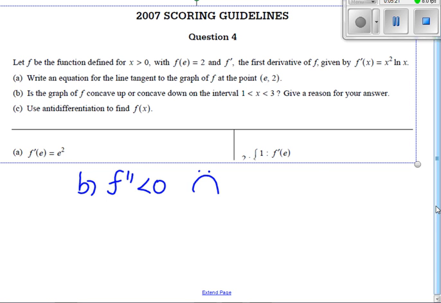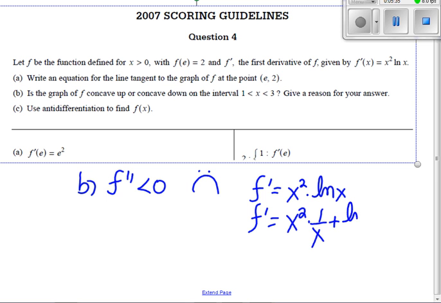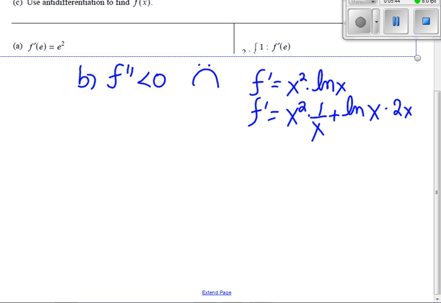So you're going to have to do what rule here? Product rule. So f prime is equal to x squared times the derivative of the log of x plus the log of x times the derivative of x squared, which is 2x. And what I want to do is see where this is negative, so we'll find the 0. So f double prime is equal to x plus 2x log of x.